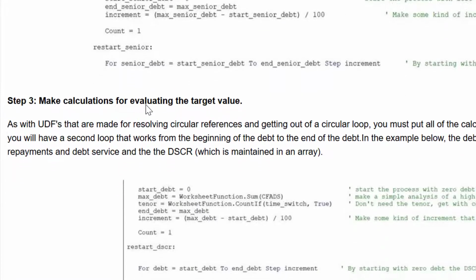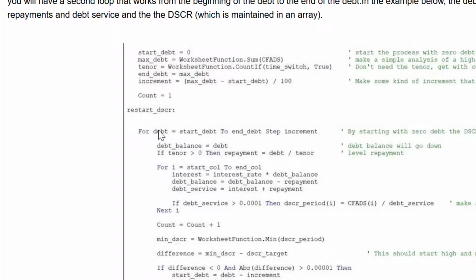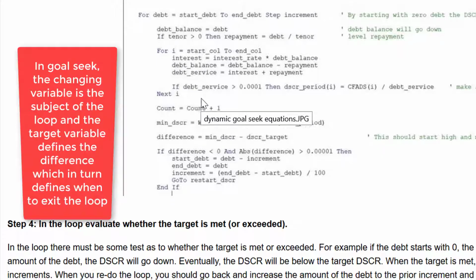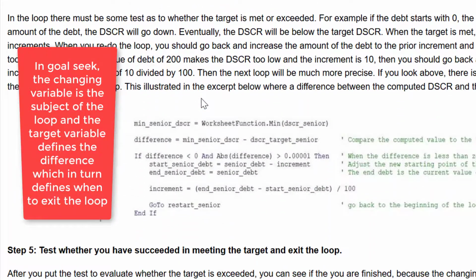That's the changing variable. That changes. And then the target variable, you want to find out here, here's the target DSCR here, and you want to evaluate by changing a variable, you want to evaluate the target. That's just a regular old goal seek.